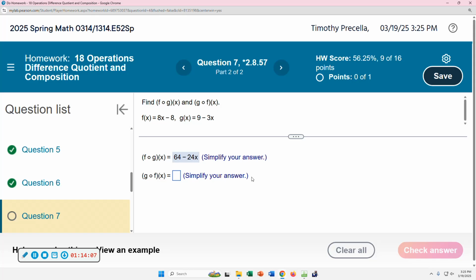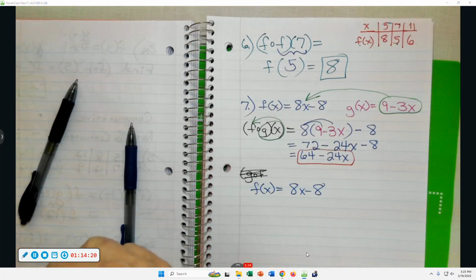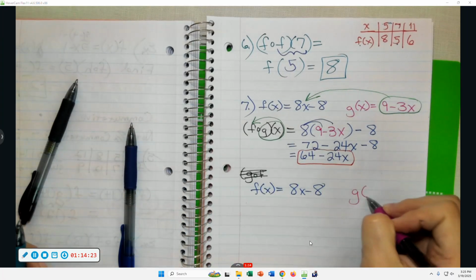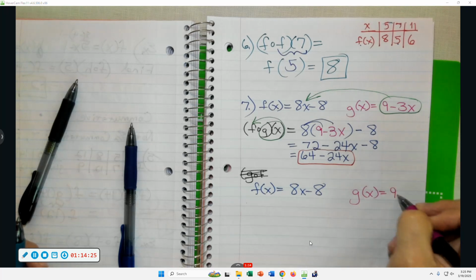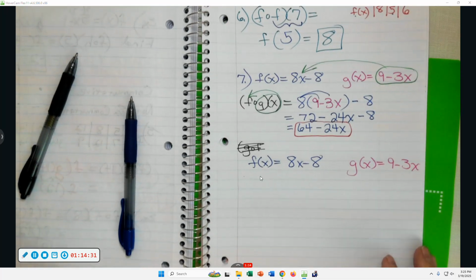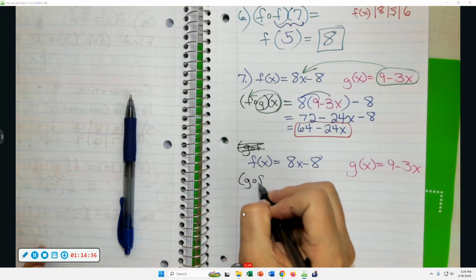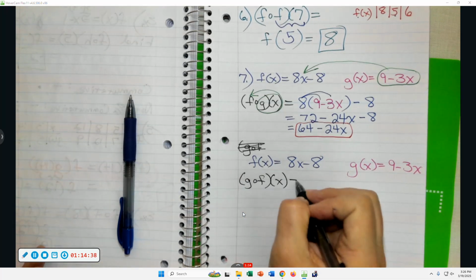Now find g of f of x. It's best to write down the whole problem first. You're right, let's write it all over again. F of x is equal to 8x minus 8, and g of x is equal to 9 minus 3x. We're still using the same f and g, but for illustration purposes, I think it's best to recopy them. Now they want us to find g composed with f of x.